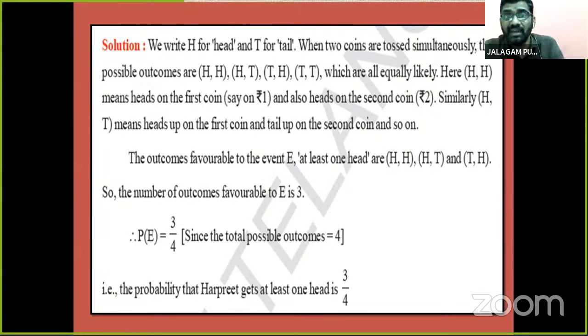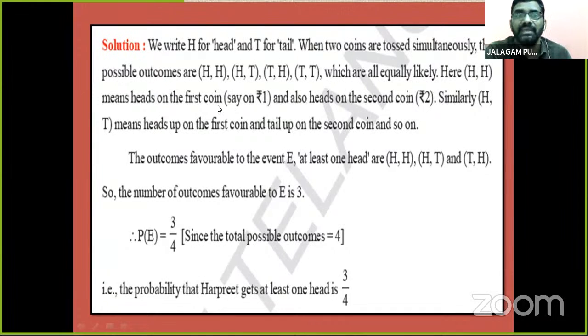When we toss 1 coin, there are 2 possible outcomes. When we toss 2 coins, how many? 4. If 3 coins, think, how many? Yes, 8. Here the possible outcomes are 4, which are all equally likely.